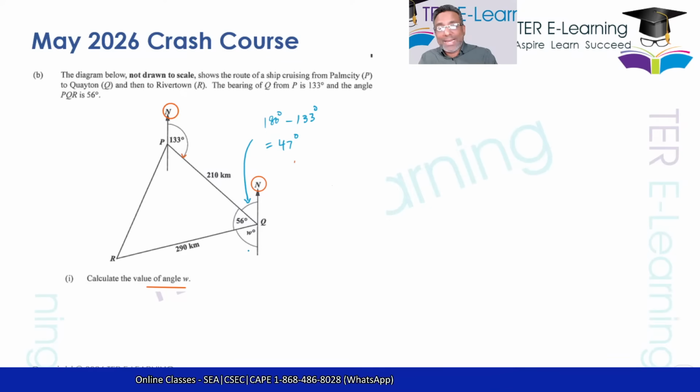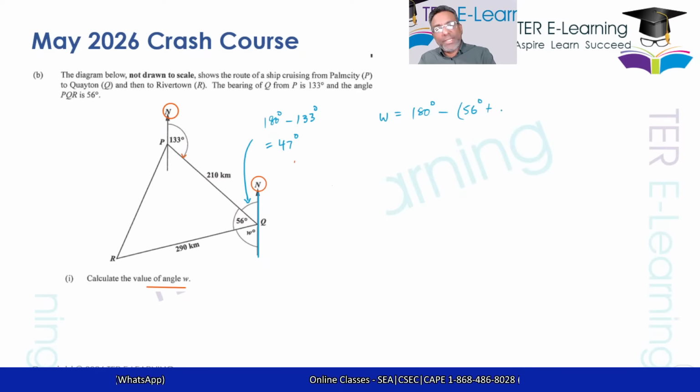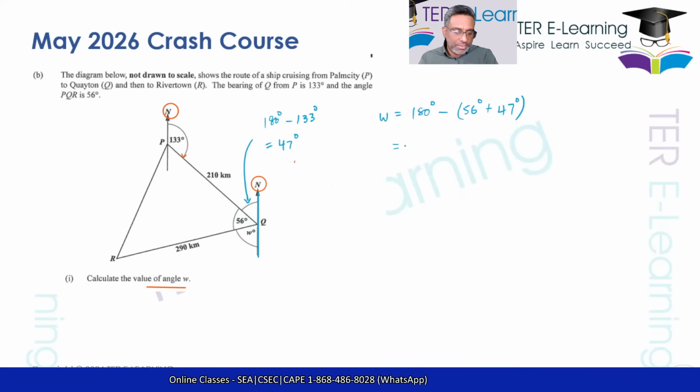Now we want to calculate angle W. But if you notice here, they drew the north line as a vertical line. So that means that when I add up the 47 plus the 56 plus the W, I should get 180. Therefore, angle W is simply going to be 180 degrees minus the 56 and then minus the 47. So that's 180 minus (56 plus 47), and we're going to get 77 degrees.